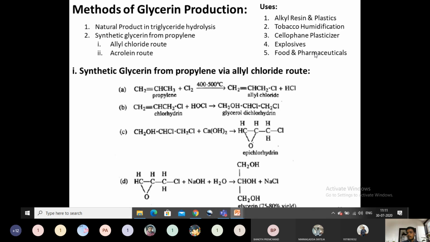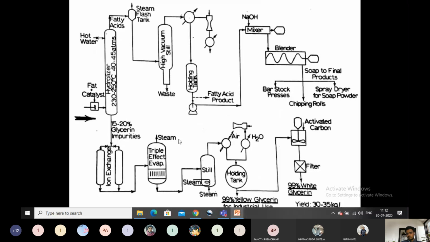The United States Pharmacopoeia is the standard organization that sets standards for glycerin composition and purity, in order to use it in the food and pharmaceutical industries. So these are all the uses, which is why we have to separate the glycerin from our triglyceride molecule, so that we can use it in this type of manufacturing unit. I hope you understood the soap and natural glycerin manufacturing flow sheet.